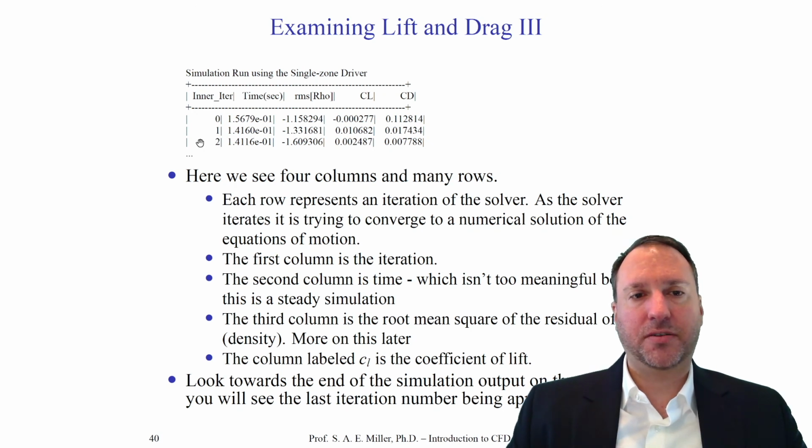The first column is iteration. This is the root mean square of the residual of density, which we want to drive to a very small, near zero value because it's the error in the solution. And here's the coefficient of lift and drag. So we want to see these near the end of the solution when it converges.